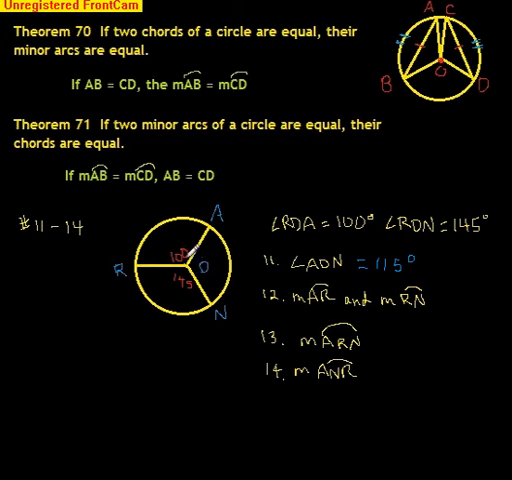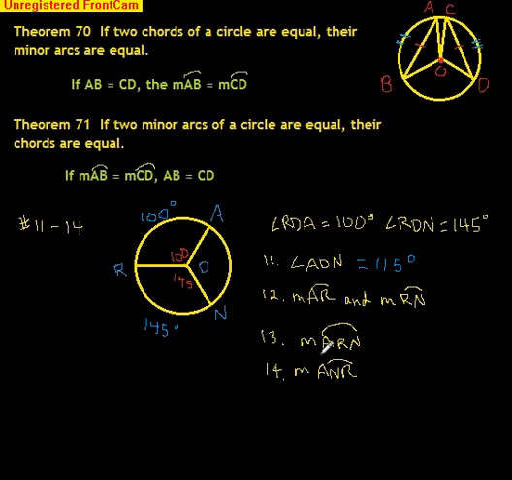Easy enough, right? Hopefully that will add up. Number 12. We want to find the measure of arc AR and the measure of arc RN. Well, remember, whatever the central angle is, so is the intercepted arc. So this one, arc RA, would be 100, and the measure of arc RN would be 145.